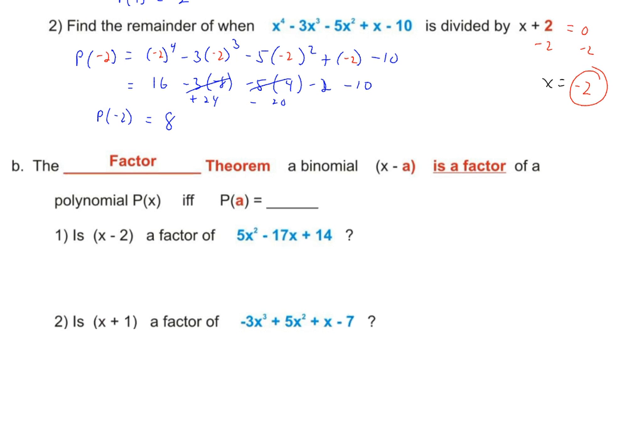Again, be careful with your positives and negatives, right? We're using negative 2. Negative 2 to the 4th power is a positive 16. Any negative to an even power will end up positive. Negative 2 cubed, though, be careful, that's a negative 8. And now you got a negative 3 times a negative 8 for a positive 24. Negative 2 squared is a positive 4. Now you got a negative 5 times a positive 4 for a negative 20. Minus 2, minus 10. Add it all up, you get 8.